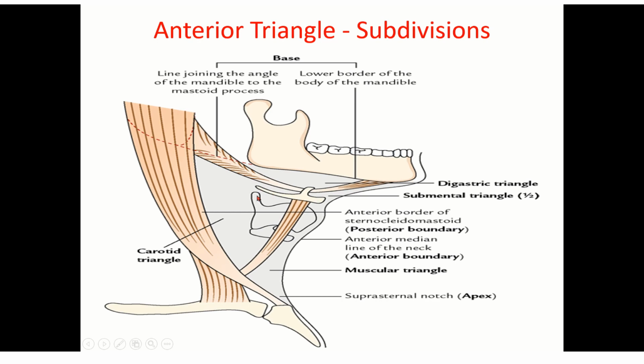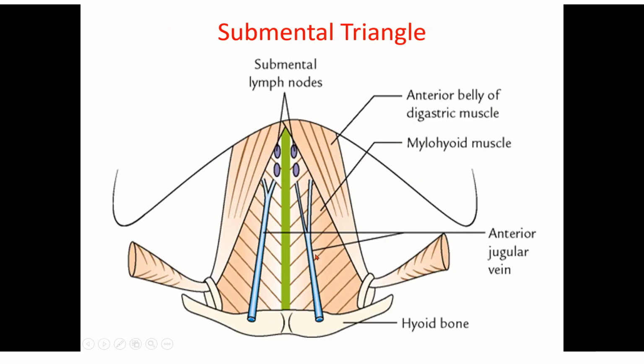You can see in each half of the anterior triangle, you are seeing a half of the submental triangle, a complete digastric triangle, a complete carotid triangle, and a complete muscular triangle. So three and a half triangles are present in each half of the anterior side of the neck. So a total of 7 triangles are present in the complete anterior area of the neck. Only the submental triangle is shared between the two sides. Let us go into detail about the different triangles of the neck, starting with the submental triangle.